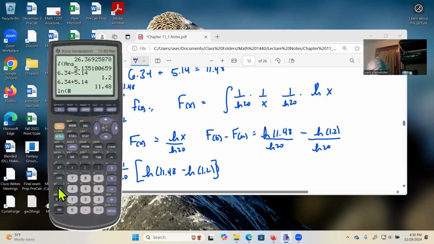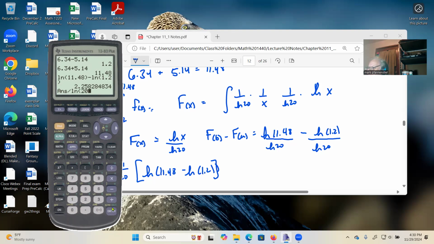So natural log of 11.48, minus natural log of 1.2. Okay, we'll go ahead and say equals that, and we'll divide this whole thing by the natural log of 20, divided by ln of 20.